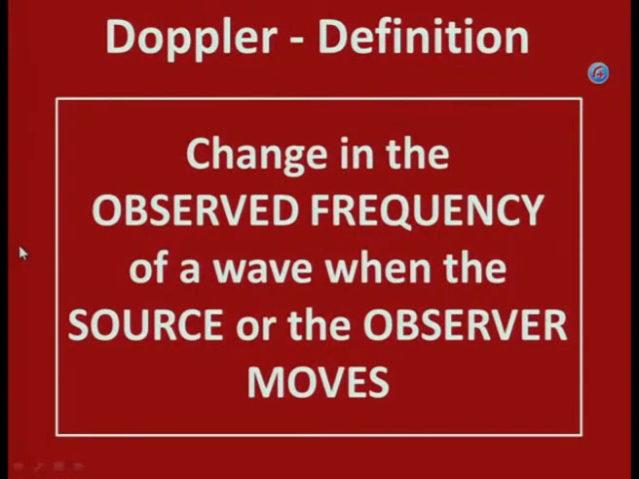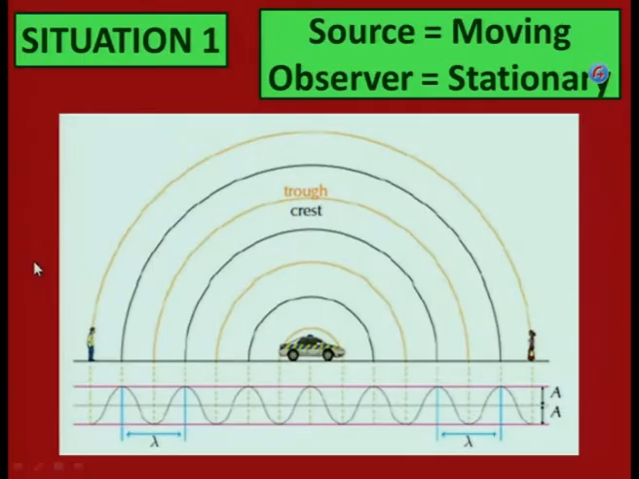The definition of the Doppler effect. This is an easy mark in an exam. Change in the observed frequency of a wave when the source or the observer moves. Very important. Now let's look at situation 1.